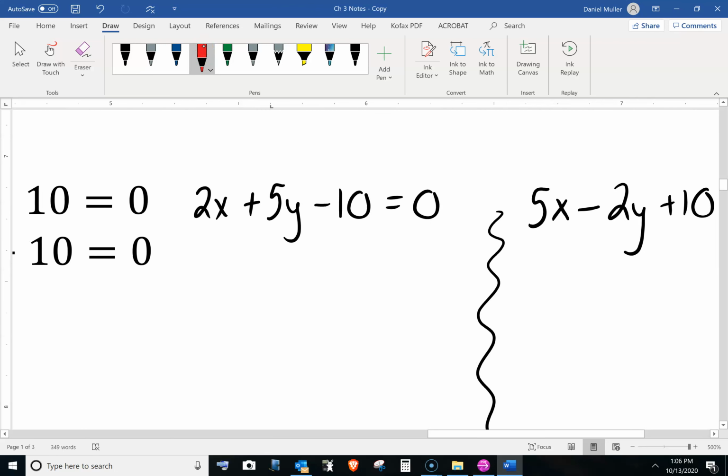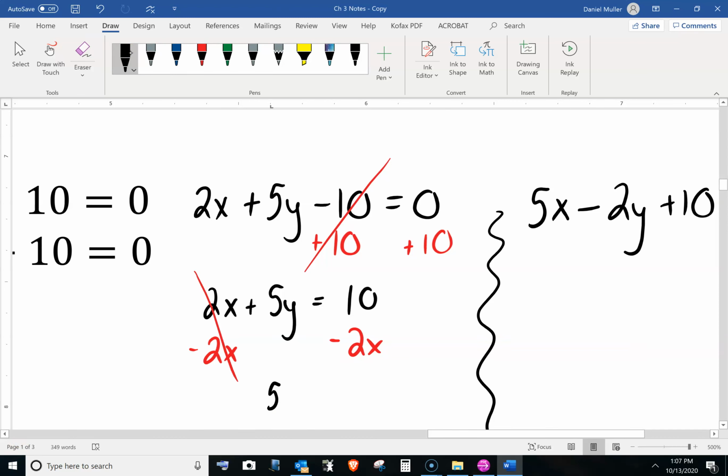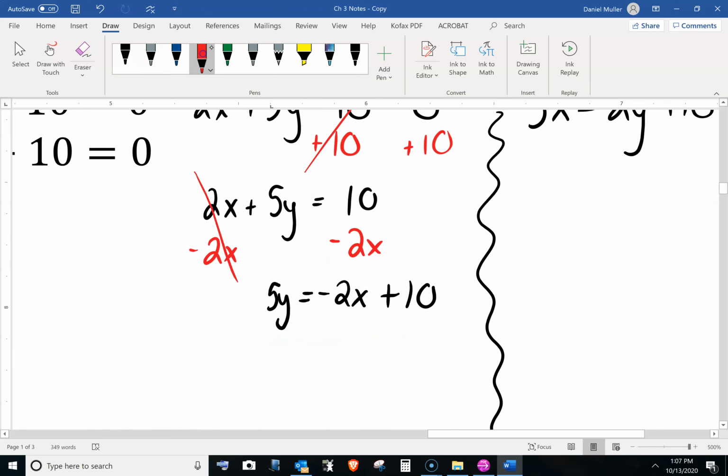let's try this again. First thing I'm going to do on the left one, I'm going to move the 10 over to the other side. So I've got 2x plus 5y on the left. 0 plus 10 is 10. Then I like to move over the 2x. So I can cancel those out. And again, these aren't like terms, so I'll keep them separated. I'll put the x first. So negative 2x and then a plus 10. And lastly, I can divide by the 5, divide everything by 5.